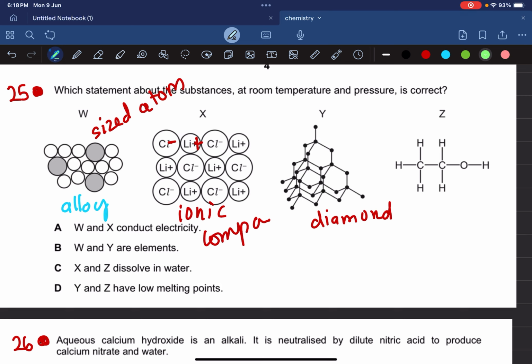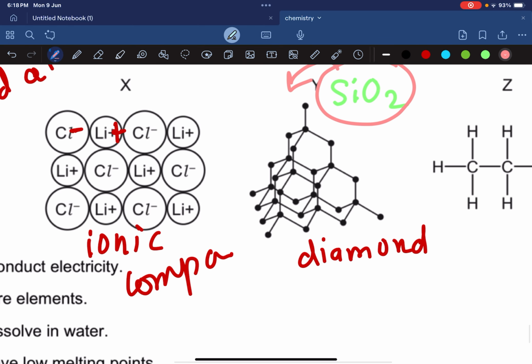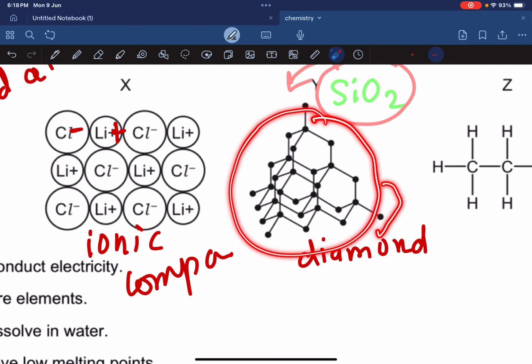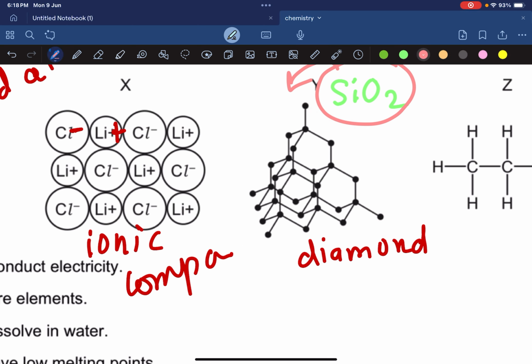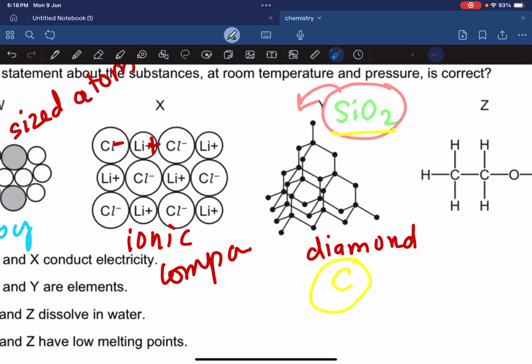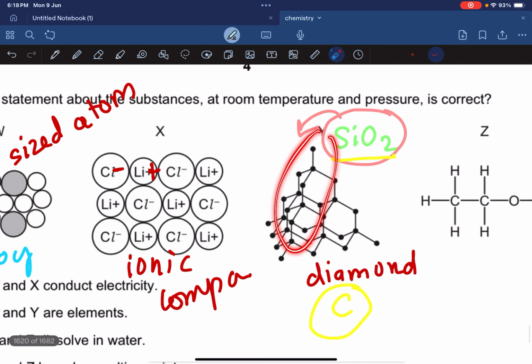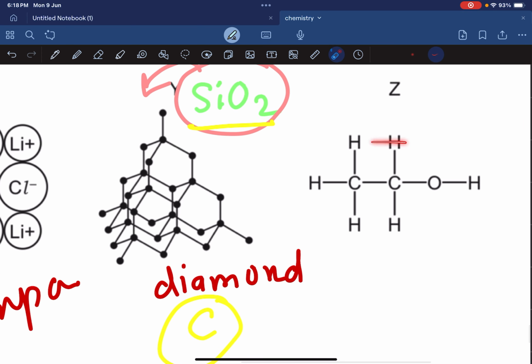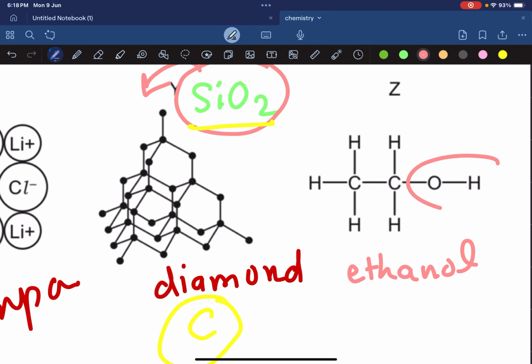think about it, that Y cannot be silicon dioxide, because silicon dioxide also has a similar structure. Why? Because try to look, all atoms are black, all of the same shape, same size, meaning all are carbon atoms. So it has to be diamond, because diamond is purely made up of carbon atoms. It cannot be silicon IV oxide. Why? Because otherwise you'd have 2 different types of atoms, oxygen and silicon atoms. So you can have different sizes, but this is surely diamond. And this is your very own ethanol, an alcohol, 2 carbons.